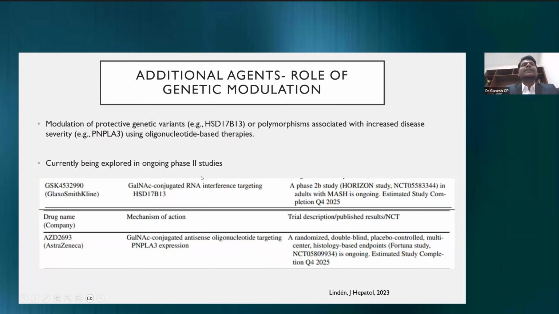There are also some genetic modulation approaches being tried right now. These are very advanced trials, but everyone should know that these two genes, HSD17B13 and PNPLA3, are the two main important genetic polymorphisms noted in patients with MASLD and progression to fibrosis. So now the pharma companies are targeting these genes and making genetic based therapies for treatment of MASLD, but all these are on a trial basis. Still it is not in a bigger range trial.